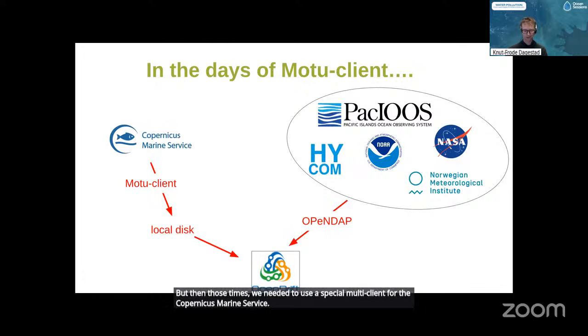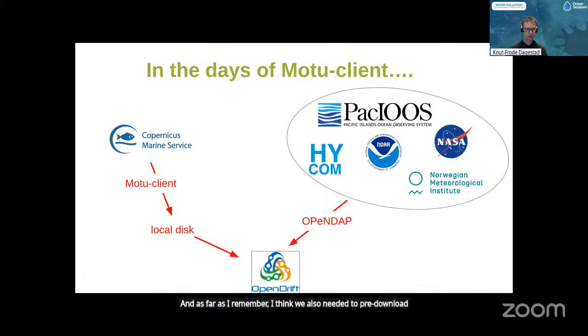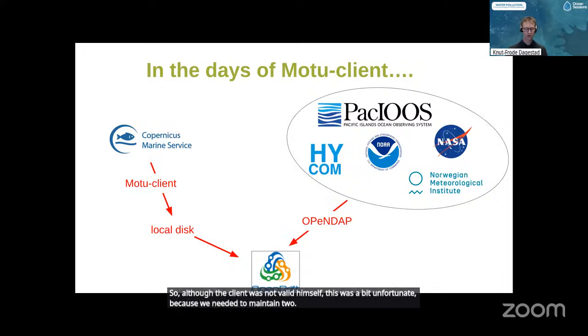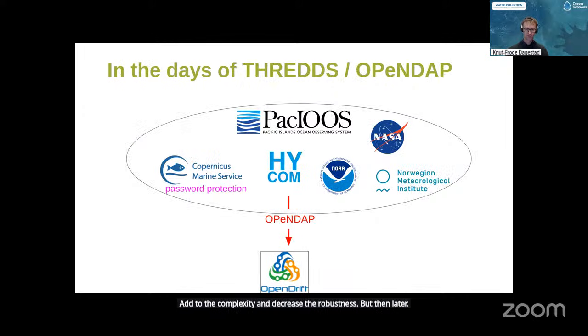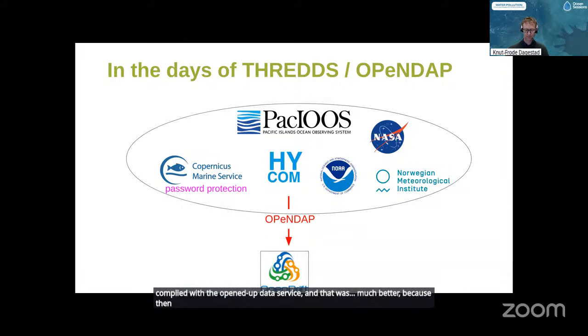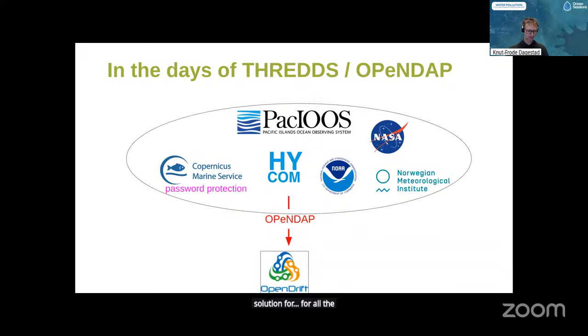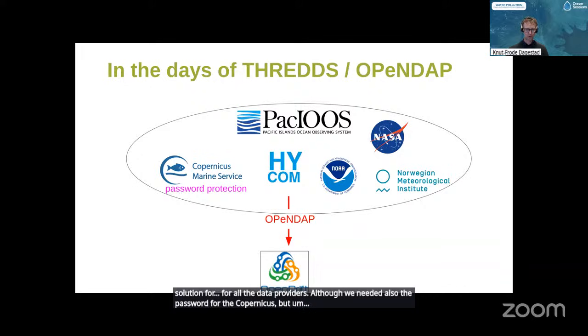And as far as I remember, I think we also needed to pre-download to a local disk before we could use them. So although the client was not bad in itself, this was a bit unfortunate because we needed to maintain two different solutions. And in any operational scheme, you want to make it as simple as possible, because any complexity or moving parts add to the complexity and decrease the robustness. But then later, Copernicus also complied with the OpenDepth data service, and that was much better because then we had the same solution for all the data providers. Although we also needed the password for Copernicus, but there are solutions for that as well.